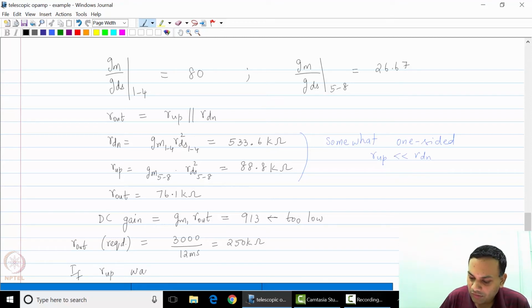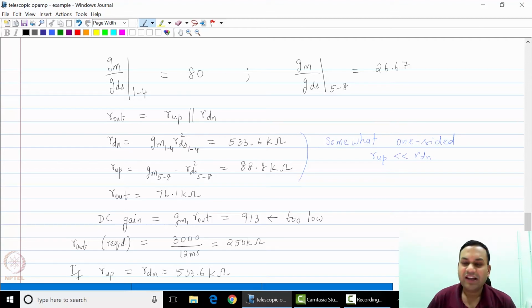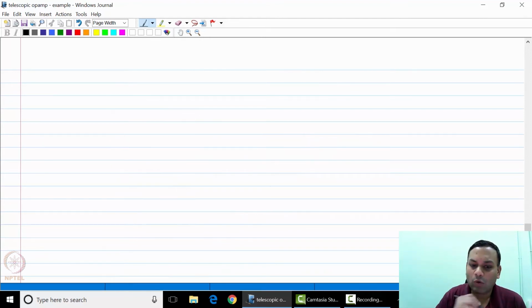As you can see, if R up was equal to R down, in other words, if R up equals R down equals 533.6 kilo ohms, then you can see that R out is approximately 250 kilo ohms. In fact, it's slightly larger than 250 kilo ohms. So now our job is clear. We should be trying to increase R up such that it is almost equal to R down. So let us look at how we can do that.